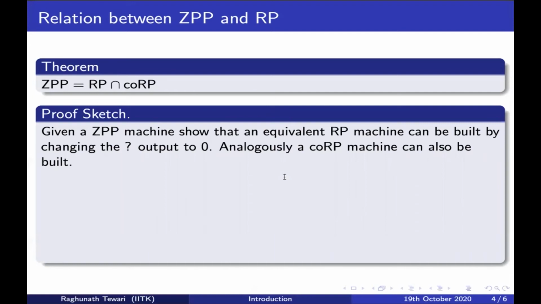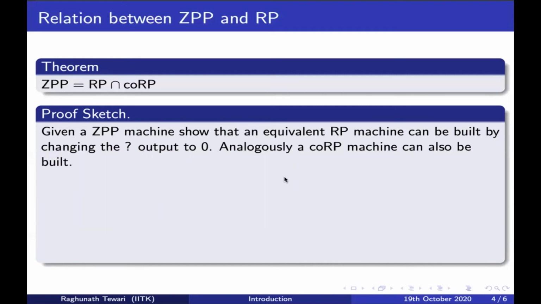So first we show that ZPP is a subset of RP intersection coRP. So given a ZPP machine, we show an equivalent RP machine for that machine. And how do we build that RP machine?